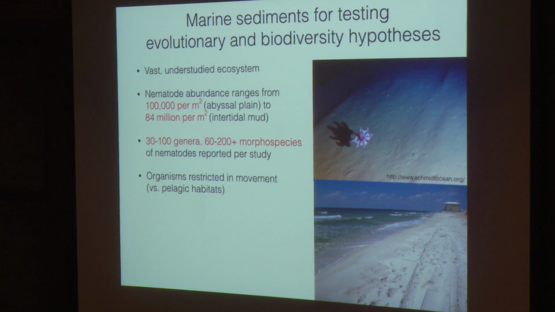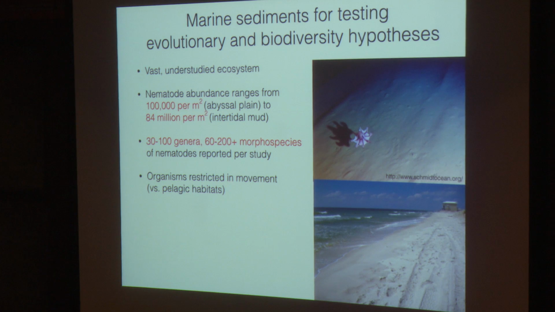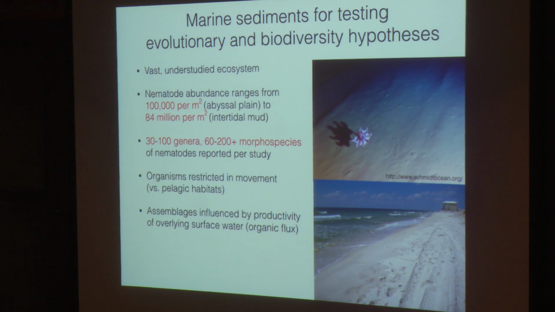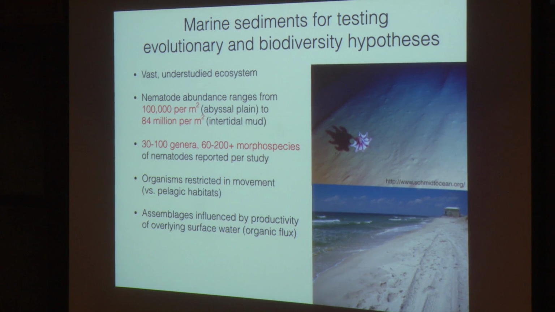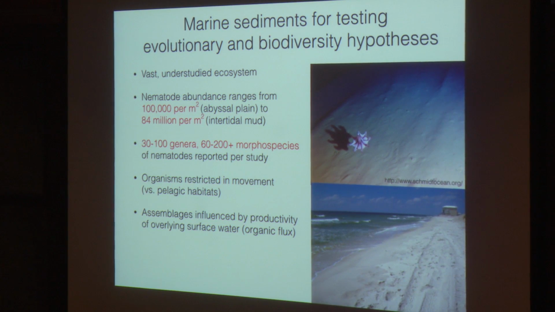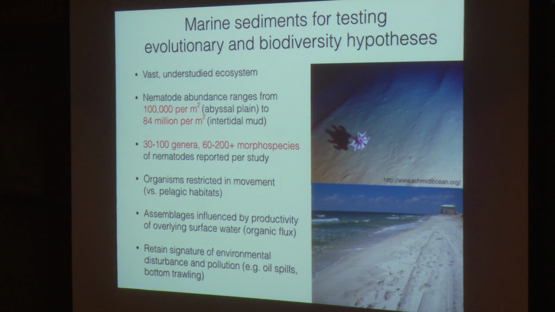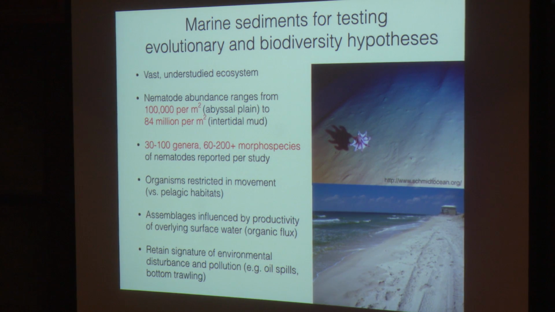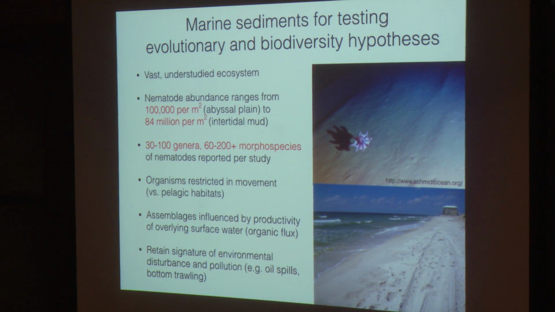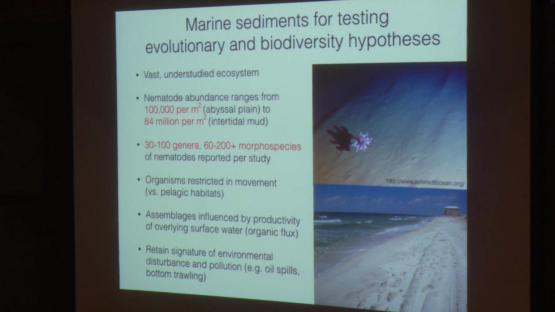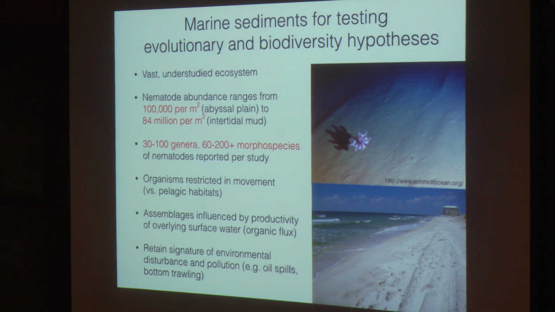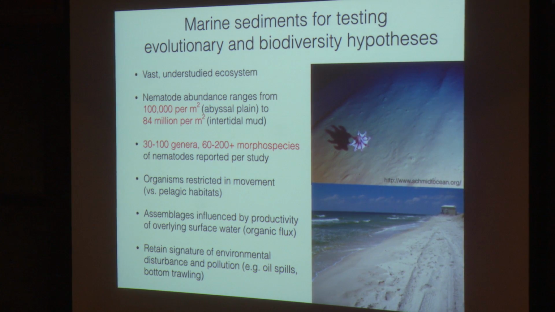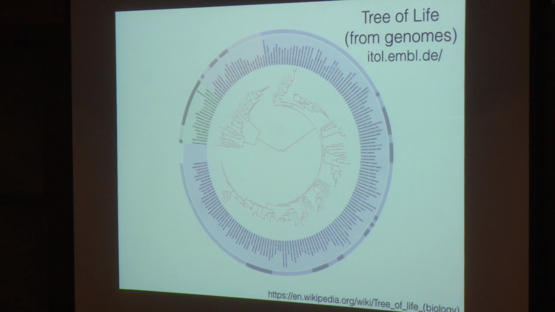They're restricted in movement in sediments, so they can't get around as easily as organisms in pelagic habitats in the water column. And the assemblages are influenced by productivity of overlying surface water, so the organic flux, which is coming down into the sediments, as well as any sort of environmental disturbance which is happening to these ecosystems. So that includes pollution, such as oil spills, as well as bottom trawling efforts. So the sediments themselves are a very good case study for asking these big questions in evolution and biodiversity.